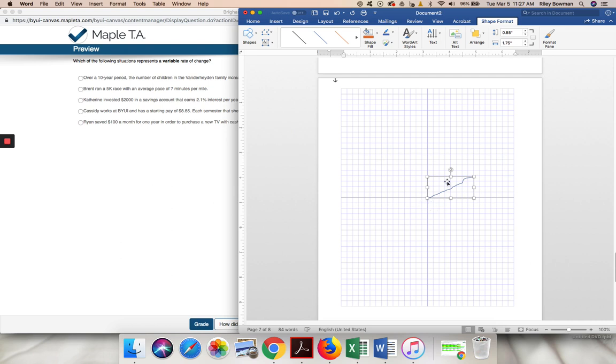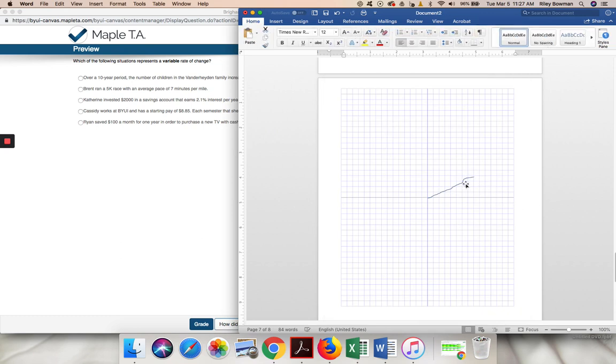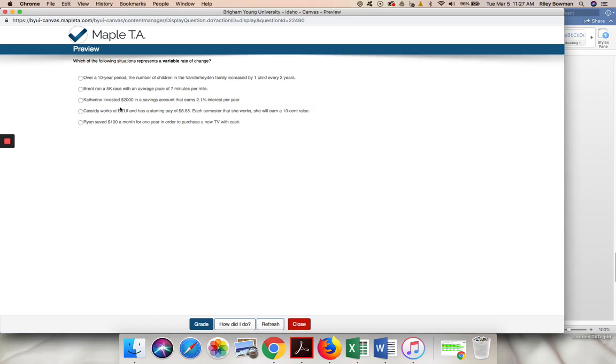Again, that's showing, we'll get another one in here. So we're going 7 minutes every 1 mile. So I'm rising 7, I think here, for every 1 mile, and then I'm rising 7 for every 1 mile. Again, it's just another line. So this is constant.